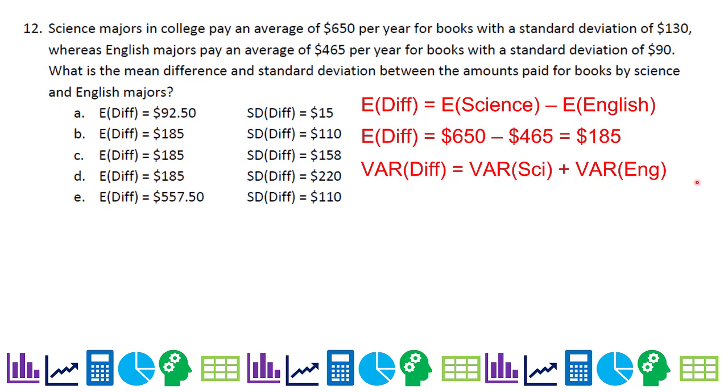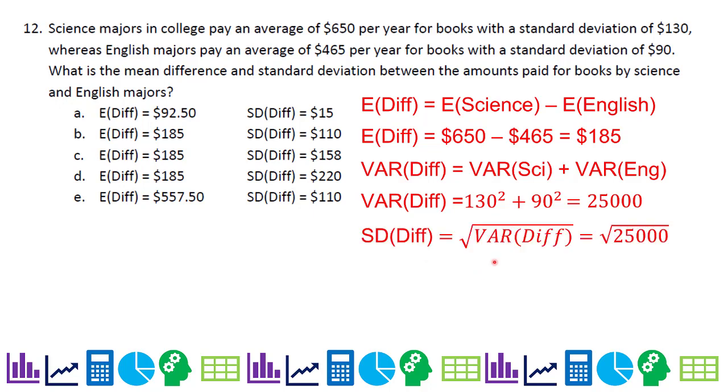I know you've asked me this before. So we'll do variance of science plus variance of English, even though that says minus. We never subtract variances, all right? So we get 130 squared, remember, as variance is the standard deviation squared, and 90 squared for English, or 25,000. Then we are going to find the standard deviation. We just take the square root of our variance, and we get $158.11, which is basically choice C.